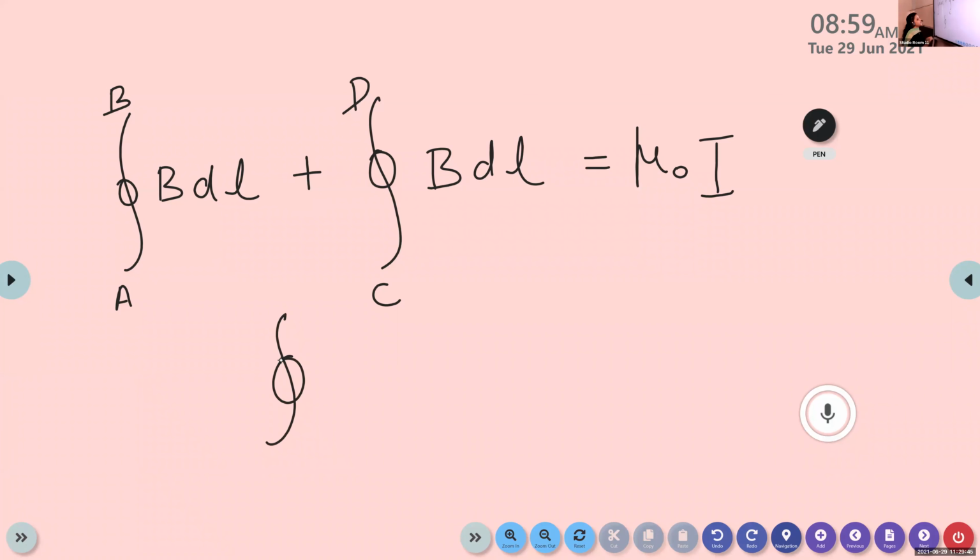So here the magnetic field due to the solenoid is only due to the presence of one side, integral A to B B dl. Integral A to B B dl is equal to mu 0 I. All the other sides, the magnetic field becomes 0. So the magnetic field produced by the long solenoid is only due to the presence of closed integral over A to B, B dl is equal to mu 0 I.